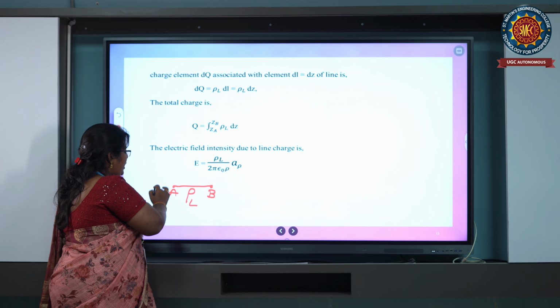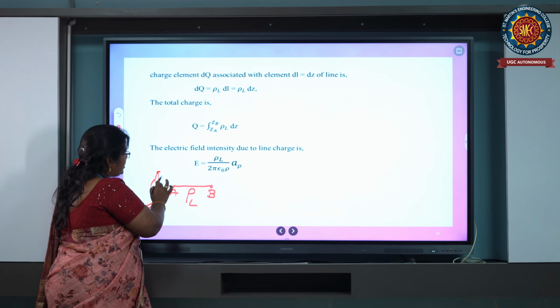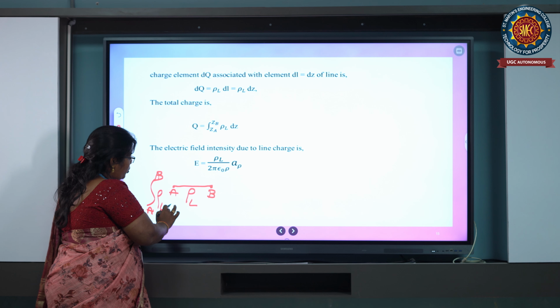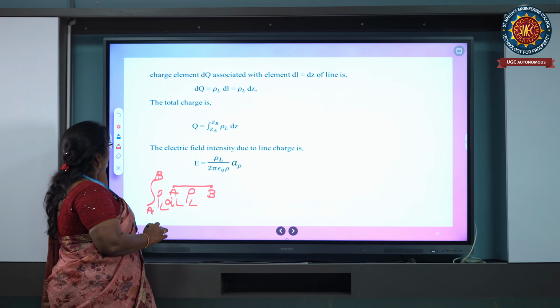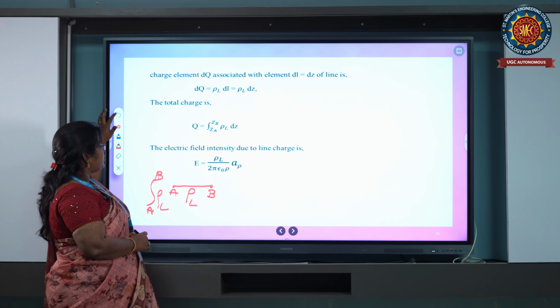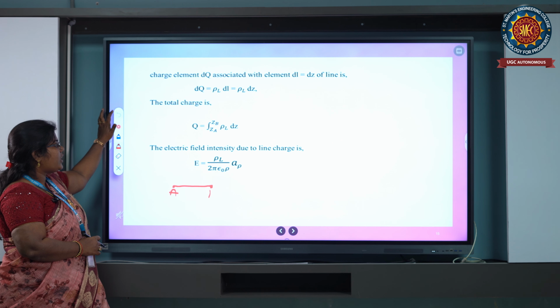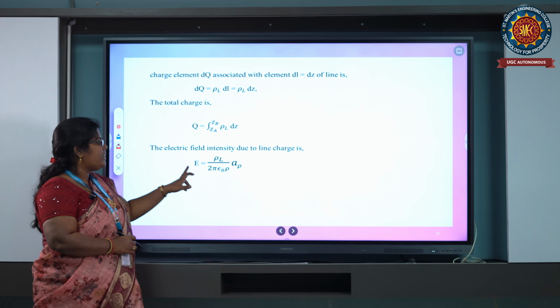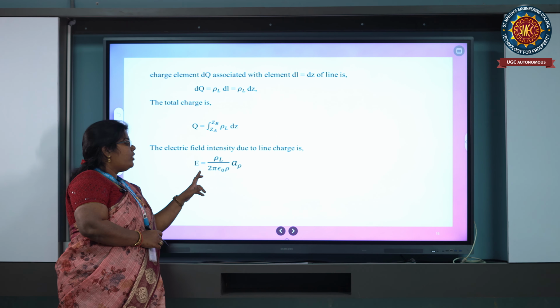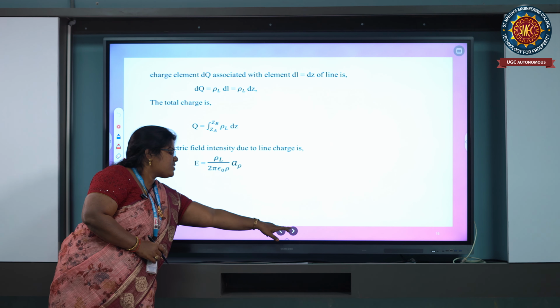and the work done is the integral from A to B, and the total charge can be denoted as rho L dl. This rho L dl can be indicated depending upon the 2 points or 3 points, whatever force occurs. The electric field intensity due to a line charge is E equal to rho L by 2 pi epsilon naught rho, times a rho. And this is the line charge.